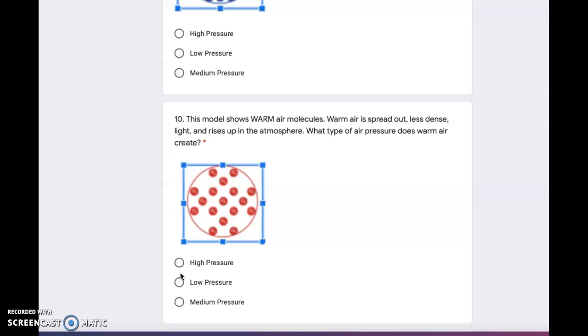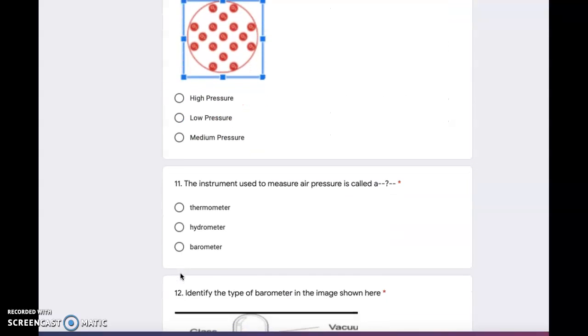Number 10. This model shows warm air molecules. Warm air is spread out, less dense, light, and rises up in the atmosphere. What type of air pressure does warm air create? High pressure, low pressure, or medium pressure?